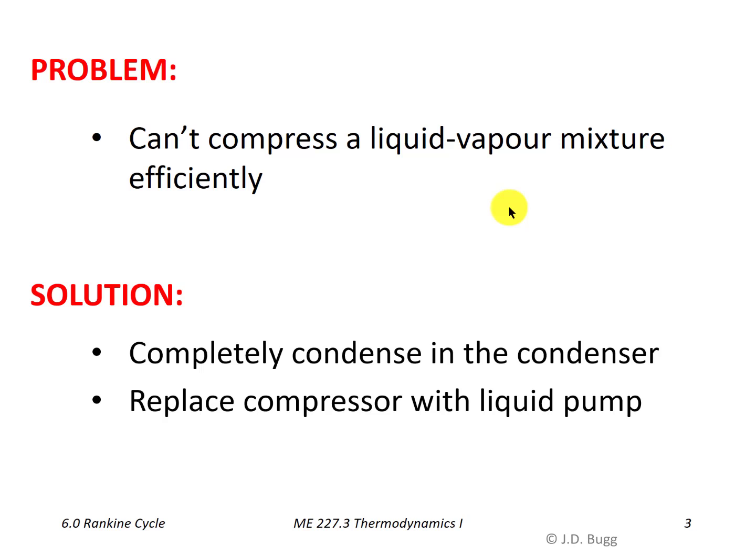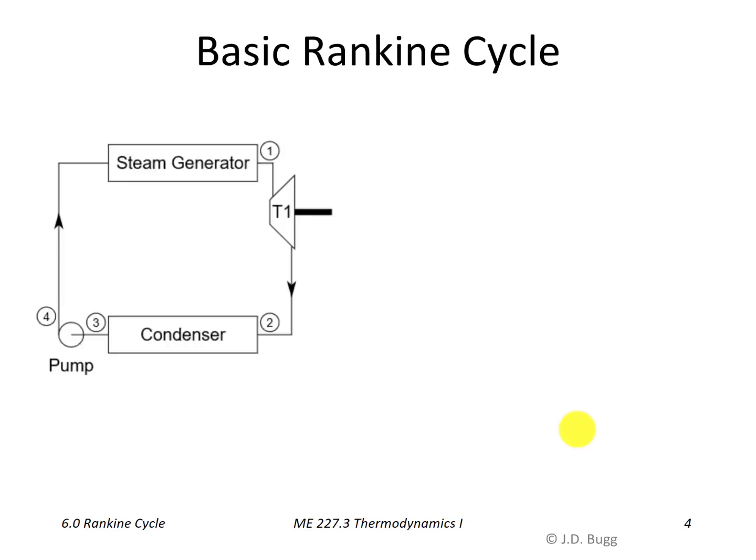Here we're going to do exactly the opposite. We're going to take care of that problem by moving that compression into the liquid region. So we're going to completely condense in the condenser before we go and try to do the compression. And then, because we're compressing a liquid, it won't be a compressor, but it'll just be a liquid pump. So that's the first change we make, and that actually gets us to a basic Rankine cycle. So this is no longer a Carnot cycle, it is now a Rankine cycle. In terms of the 4 components, we still have a turbine and a condenser. The boiler, I've just generalized the name a little bit. It's typically called a steam generator in a Rankine cycle, but still the same basic function.